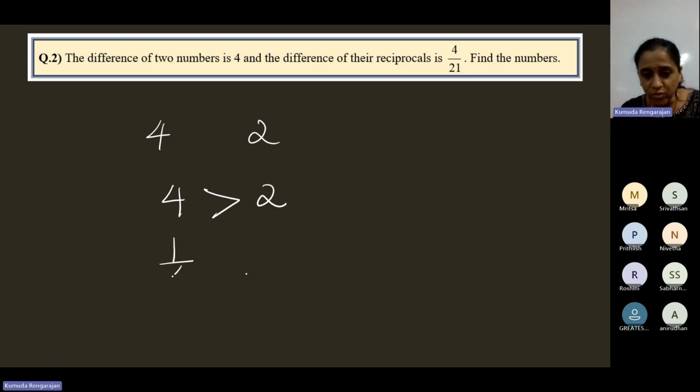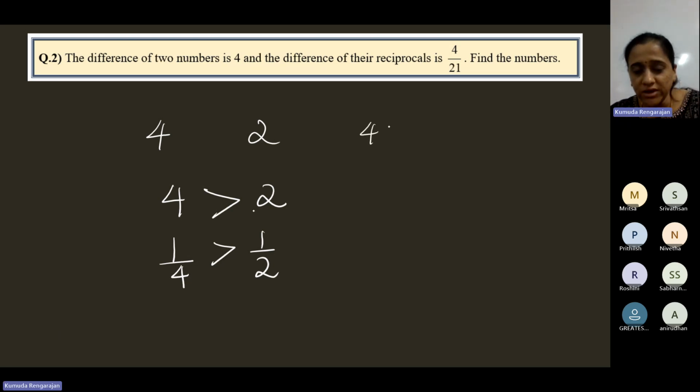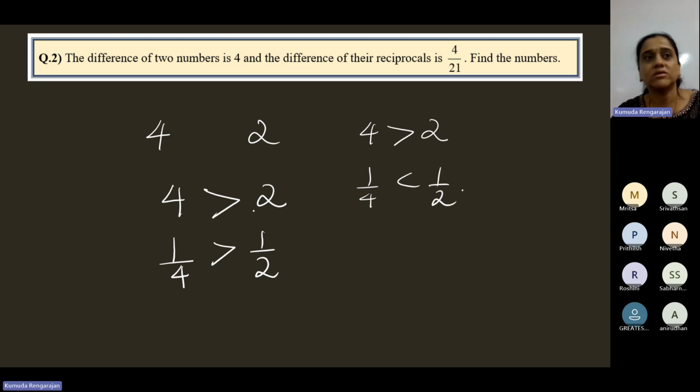Is 1 by 4 greater than 1 by 2? 4 is greater than 2. Now take the reciprocals. The reciprocal of 4 is 1 by 4. The reciprocal of 2 is 1 by 2. Does that mean 1 by 4 will be greater than 1 by 2? No, it's not true. When 4 is greater than 2, 1 by 4 will be less than 1 by 2.